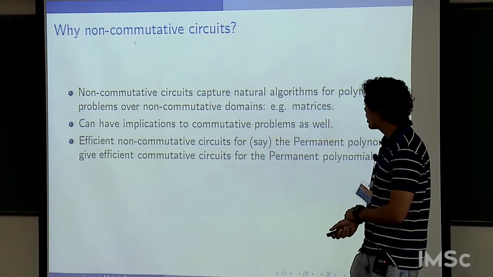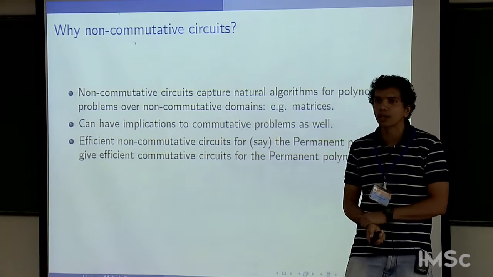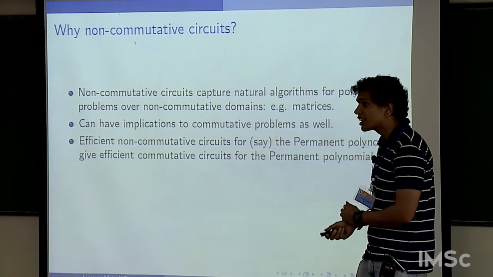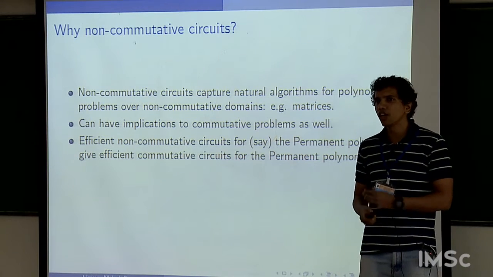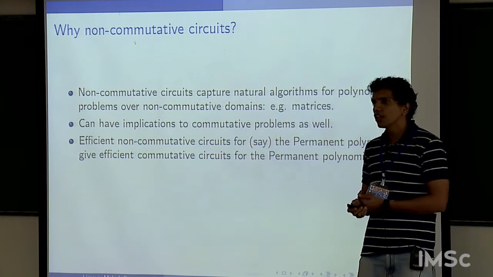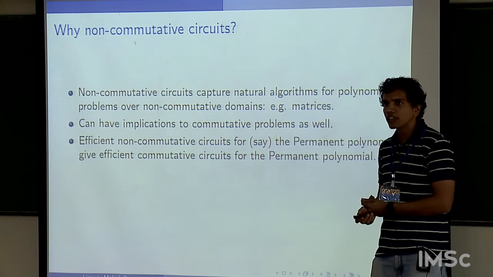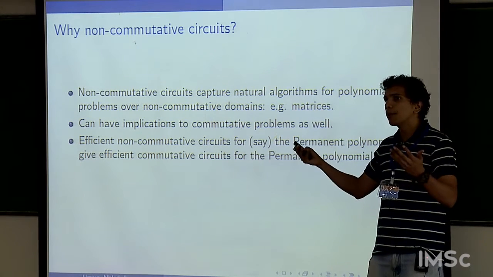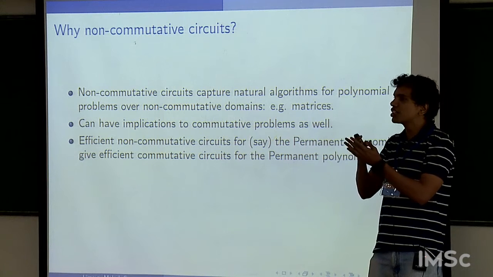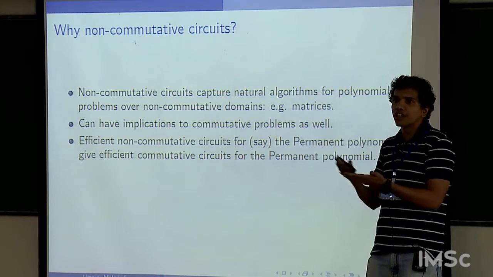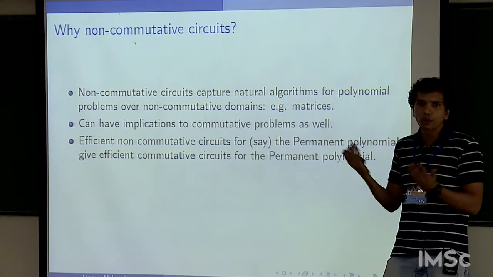Suppose I have an efficient non-commutative circuit for some polynomial, say the permanent, then that gives me efficient commutative circuits for the permanent. So what do I mean by a non-commutative circuit for the permanent? Well, Neeraj defined the permanent polynomial in the previous lecture. So just take the permanent polynomial. It's a bunch of monomials, right? Sum those monomials, and in each monomial you just take the variables in some arbitrary order, your favorite order, whichever one you want.